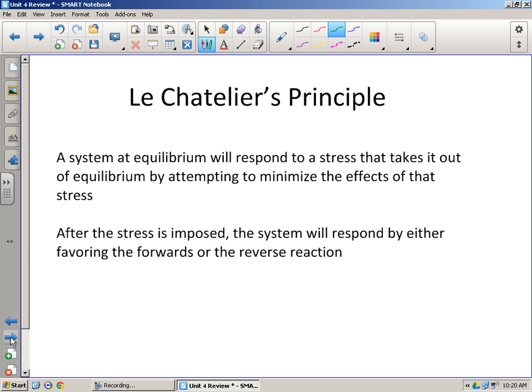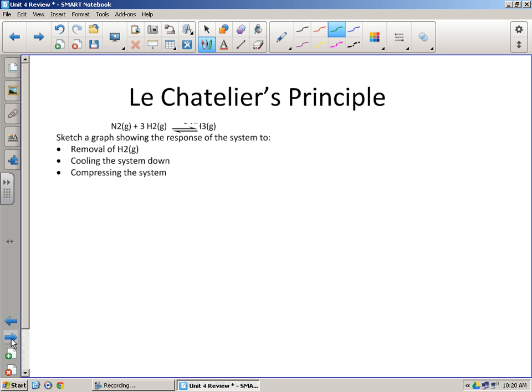Okay? And then we did all these Le Chatelier principles here, and we have quite a few things to go over here with that. A system at equilibrium will respond to a stress that takes it out of equilibrium by attempting to minimize the effects of that stress. After the stress is imposed, the system will respond by either favoring the forwards or reverse reaction. So this got messed up here, but you guys have it there anyway.